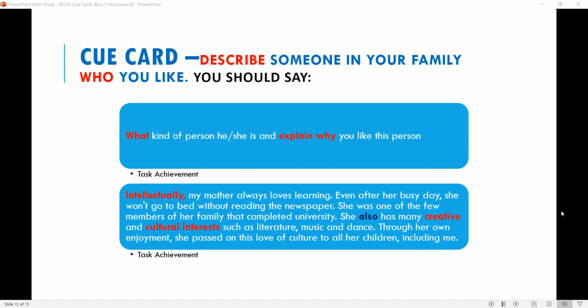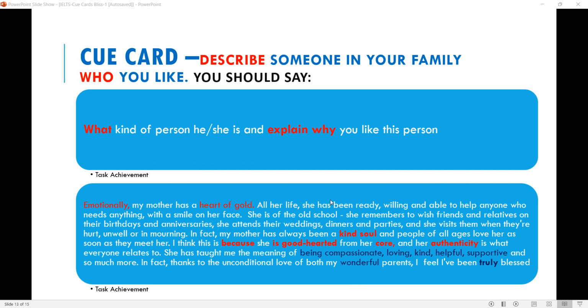So the tip here is when we are starting about what kind of person, we are using the word intellectually. And we put emphasis when we start our answer so the examiner knows you have answered and it is exactly the task achievement. And we are also using connectors like "also" and good lexical resource like creative, cultural interest, etc. Let's say why you like this person. So now we are at the fourth question.